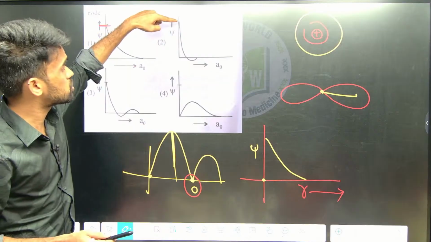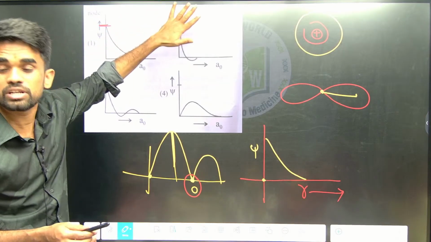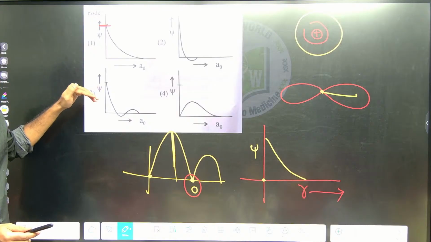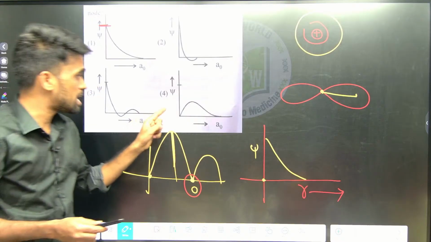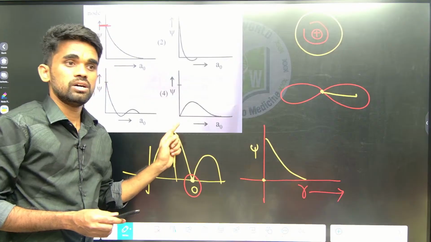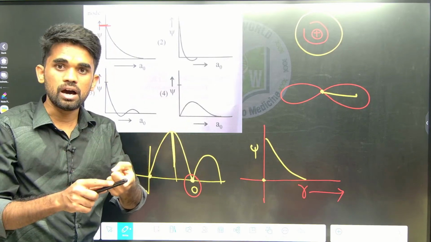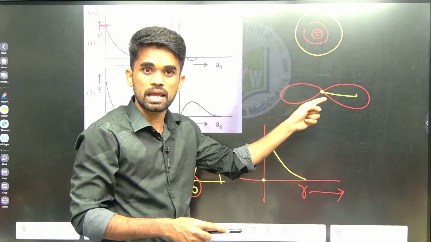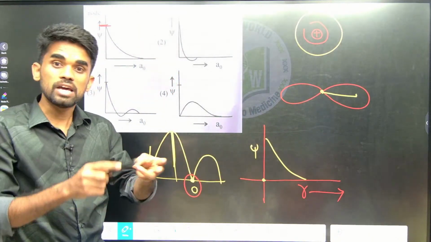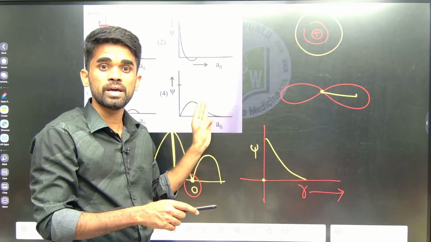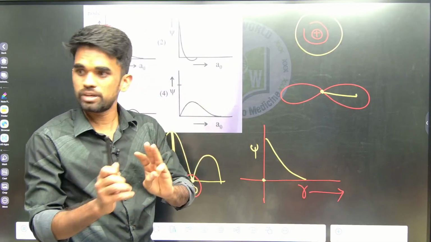Sir, this is also starting from maxima, na? Yes, this is also starting from maxima, so this is also? Sir, this is starting from the origin, so it cannot be s. It can be p, or a d orbital also looks like this, it can be d, or an f orbital also looks like this, it can be f. But it cannot be s. Up to here it is clear.